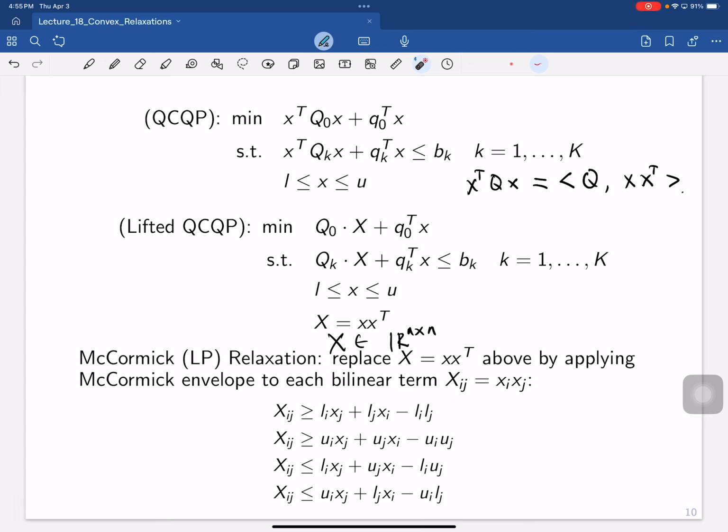The SDP, I will go to SDP later. It relaxes this constraint in a different way. What is the meaning of that lifted space? Well, the meaning is you would like to do some replacement of variables, right? Instead of having the product of variables, you define some additional variable that represents the products of variables. Then you replace this equality constraint by some convex relaxations.